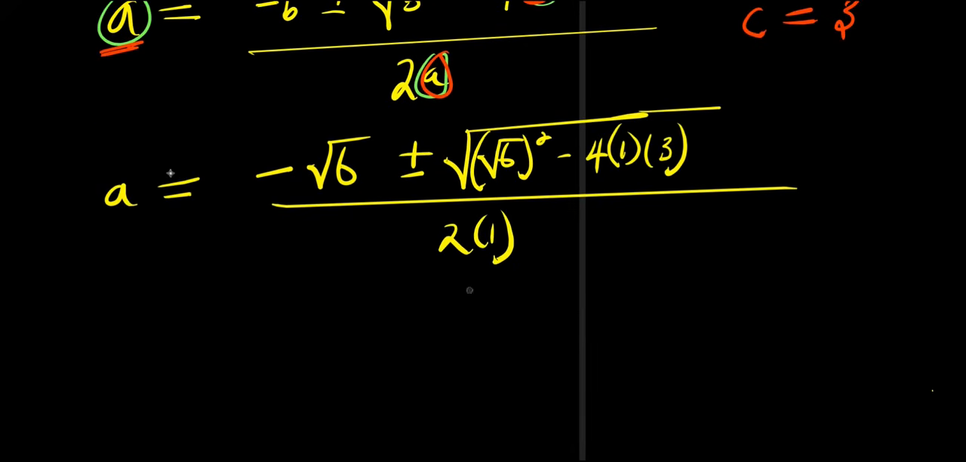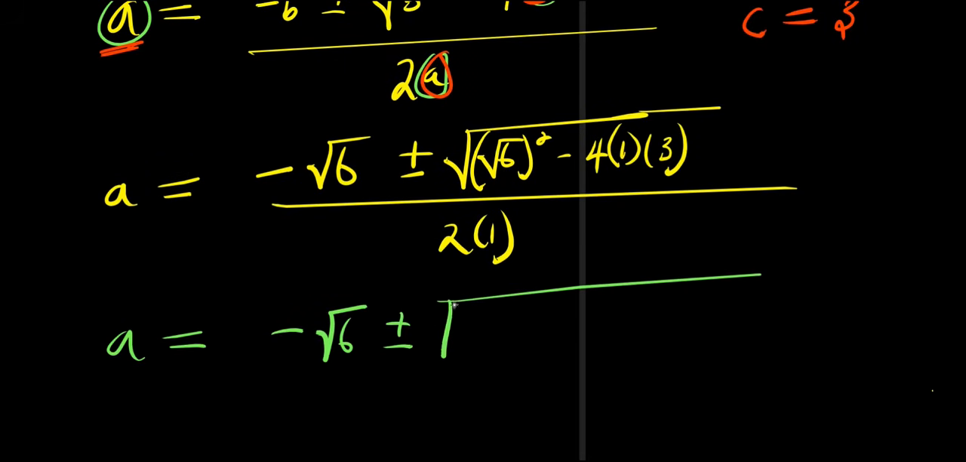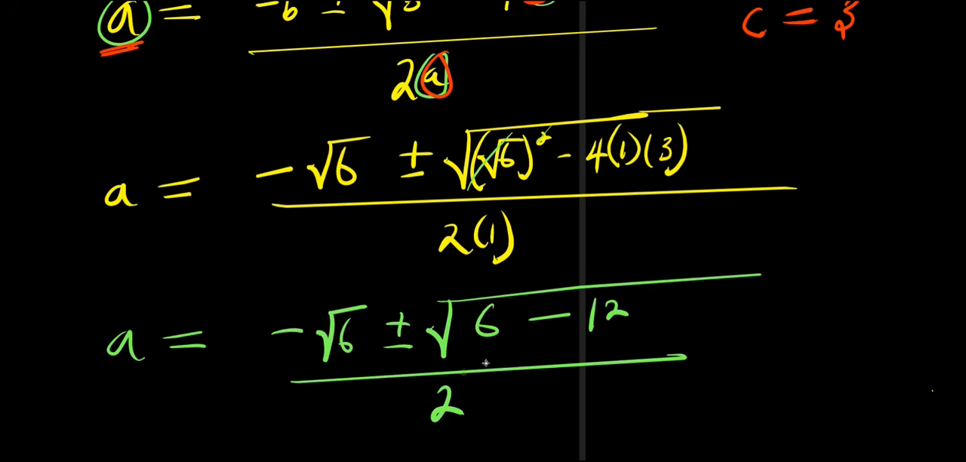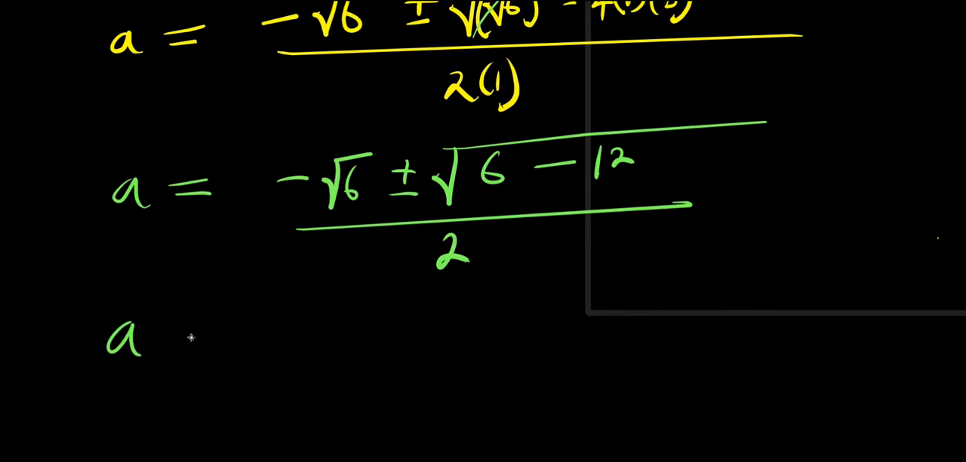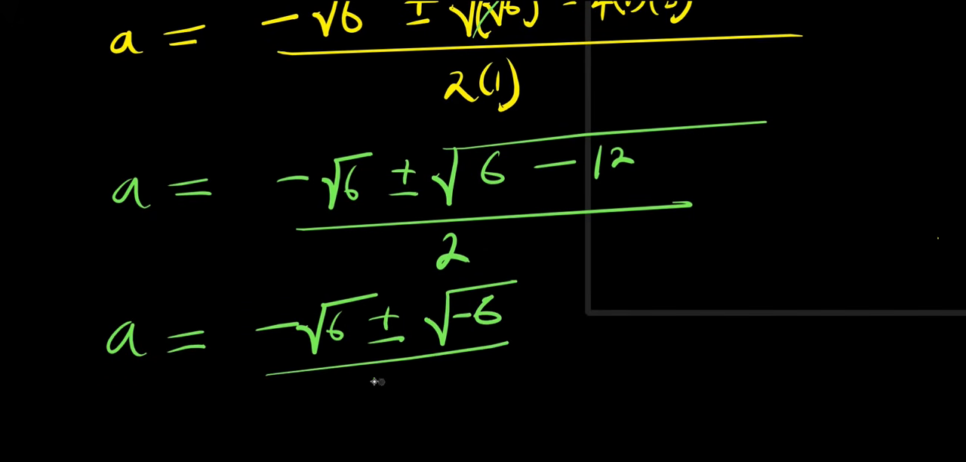So from here, we have a equals negative root 6 plus or minus the square root of, this square root cancels this square here. We have 6 minus 12 divided by 2. So from here, I have a equals negative root 6 plus or minus the square root of negative 6, divided by 2.